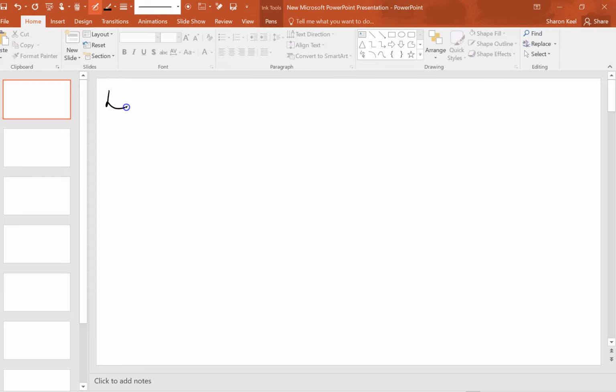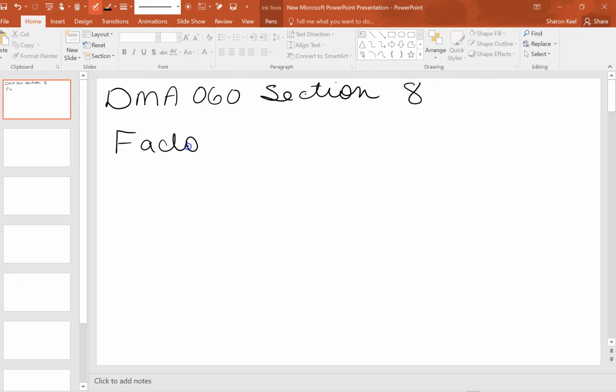Okay, ladies and gentlemen, we are working on DMA 060, section 8. Section 8 is where we start factoring. Factoring is a process that undoes multiplying. So let's take note of that.